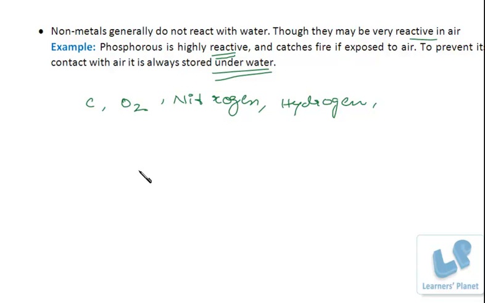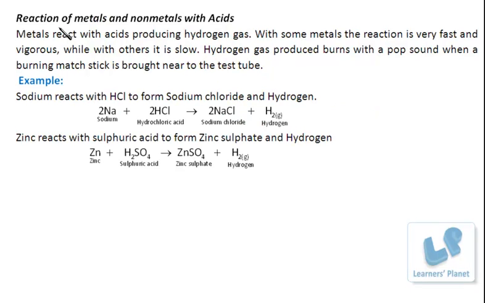Now let's see how metals react with acids. Reaction of metals and non-metals with acids. Metals react with acids producing hydrogen gas. Right? With some metals, the reaction is very fast and vigorous. Vigorous means evolving a large amount of energy in the form of heat, while with the others, it is slow.